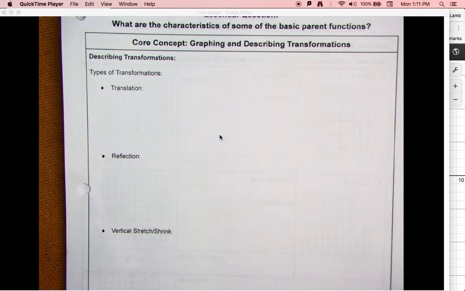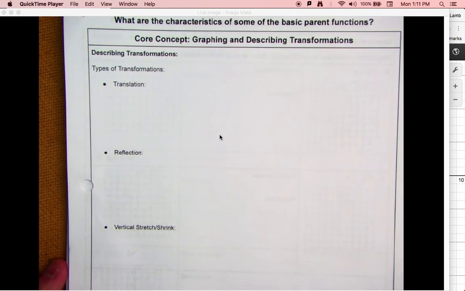Hey everybody, welcome to the last video of the week, and I want to talk to you about graphing and describing transformations. I had mentioned what a transformation was in the last video, but we're going to start to go into a little more detail, and then as we move on into other sections of the textbook beyond section 1.1, we'll go into even greater detail of transformations.